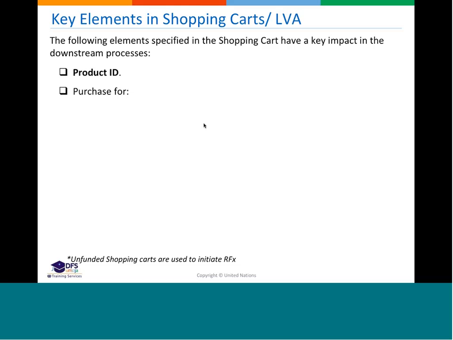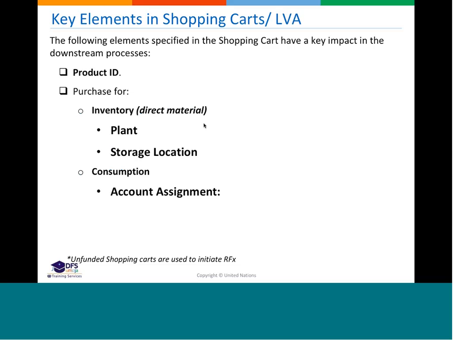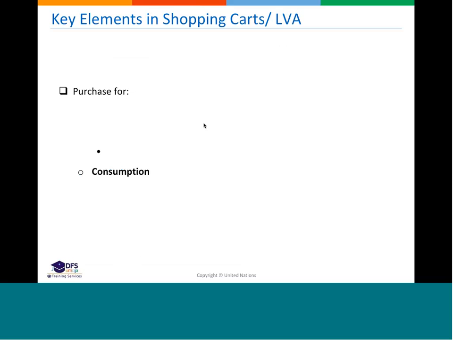So one key element, very, very important, is the product ID that we are going to select in the shopping cart. And then the decision if the purchase is going to be for inventory. This is the case for the goods, the materials that we're going to buy. So the plant and the storage location are important concepts that we're going to see. And those items, if they are items for consumption, for example, we're going to see later what is the account assignment that we're going to put in these cases.